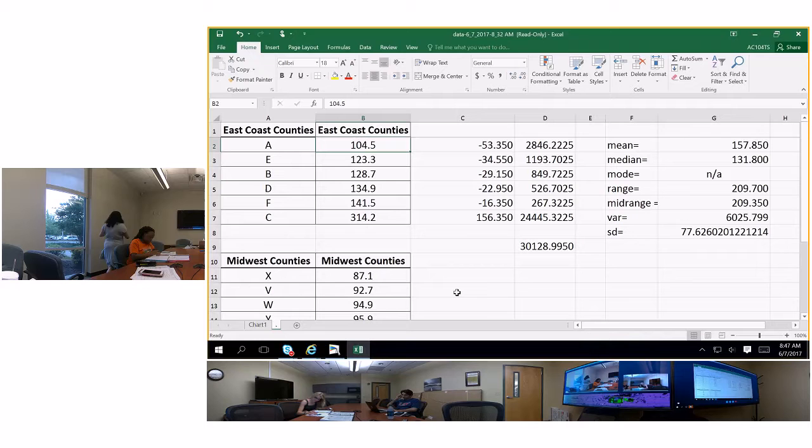I'm going to show you your standard deviation. This is what I had to do to remember. You need to know your mean, median, mode, range, mid-range. I don't know how to do the Excel things though. Variance, and so your columns are going to be your N, which is numbers, right?